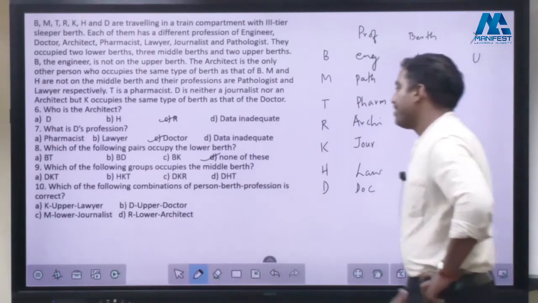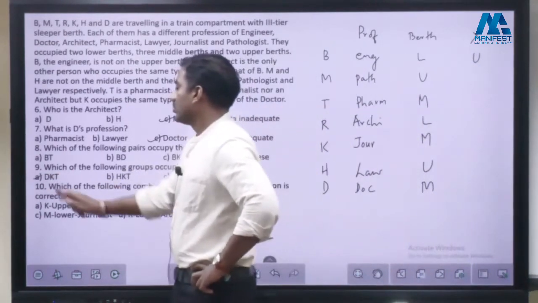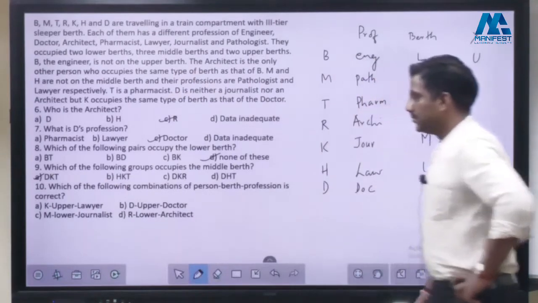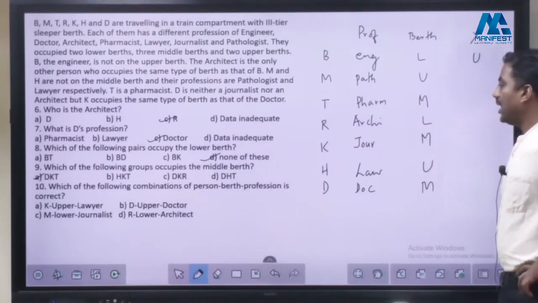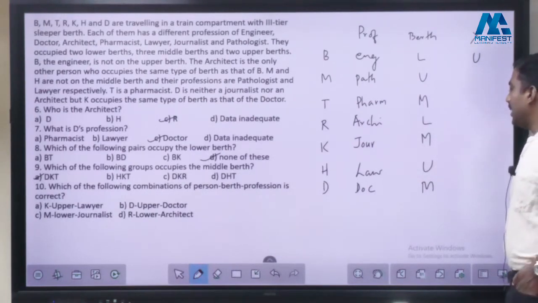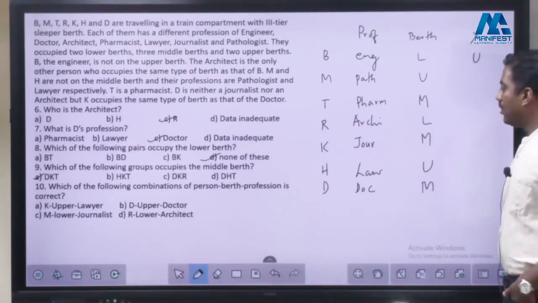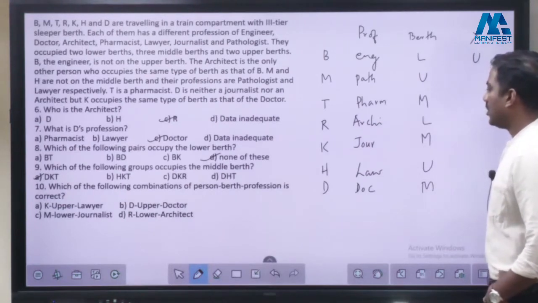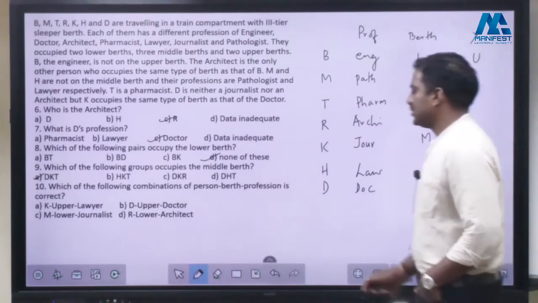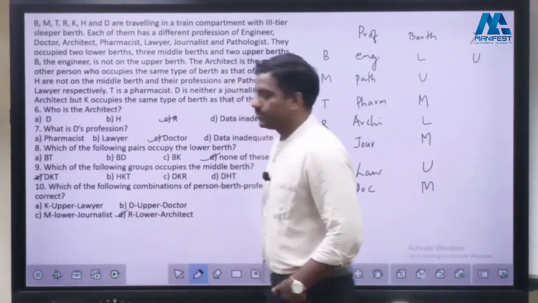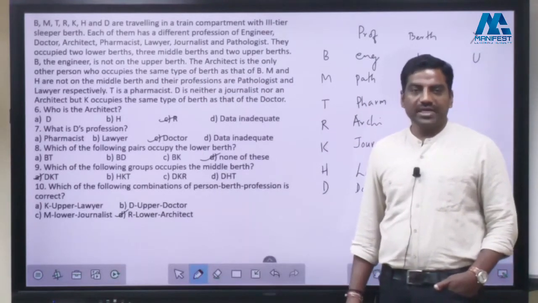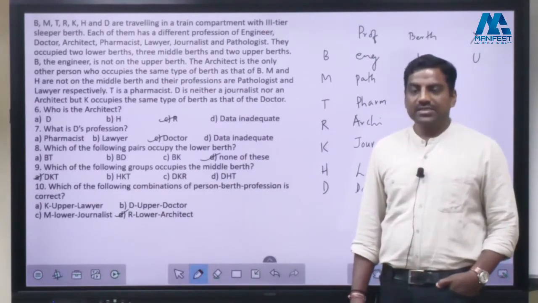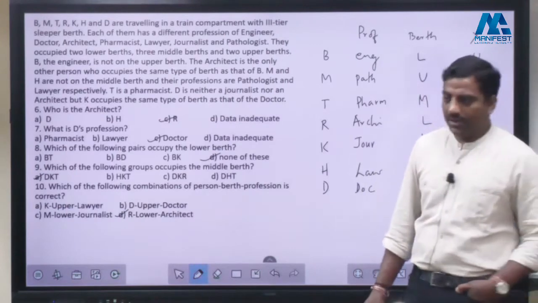TKD or DKT? Which of the following combinations of person, berth, profession is correct? K upper lawyer? No. D upper doctor? No. M lower journalist? No. R lower architect? Yes. Done? Are you feeling any difficulty here? No, right? It is just a matter of practice. That's it. Okay.